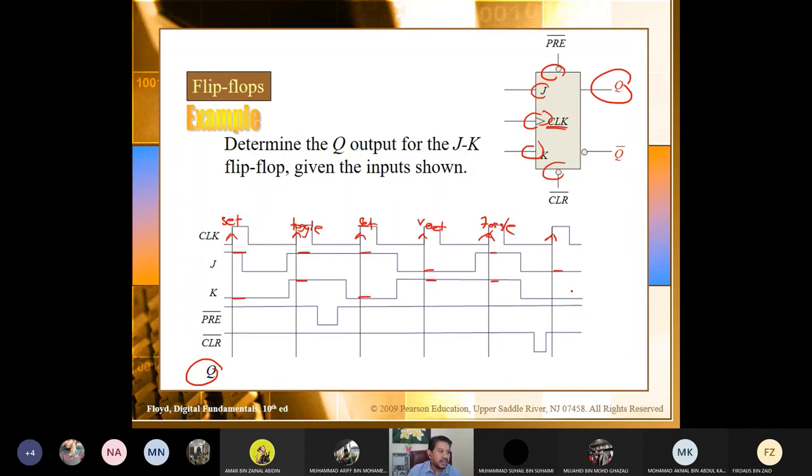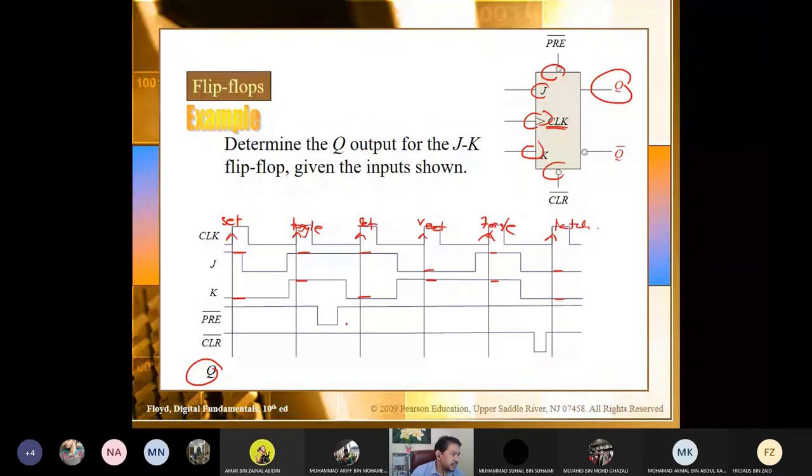So okay, and then the role of preset and clear is to set and also to reset here. So it's an additional button for us to synchronize it.